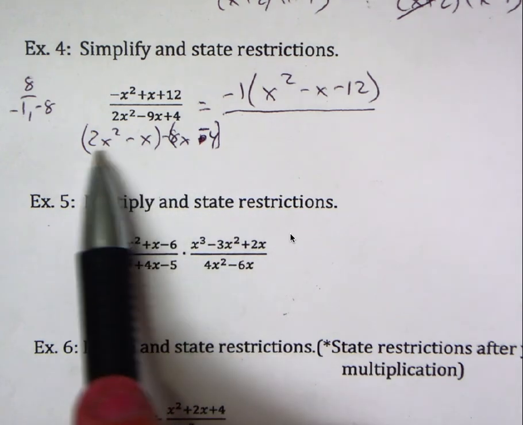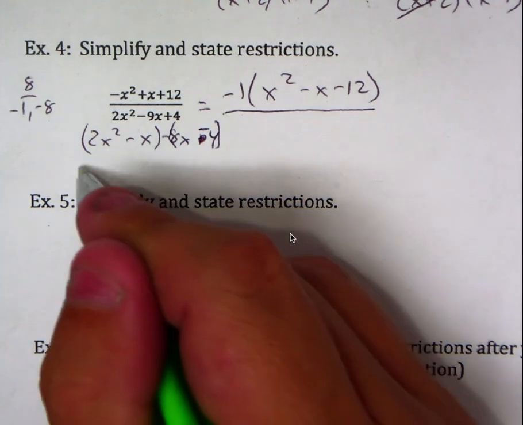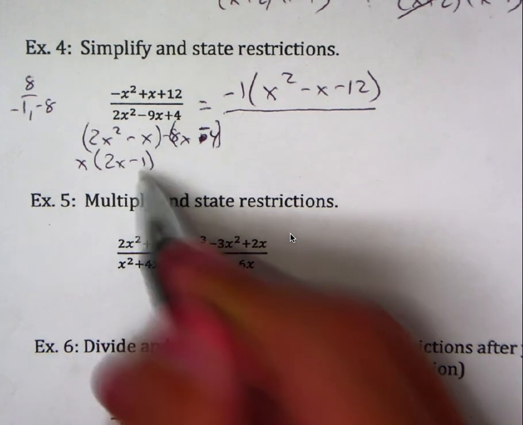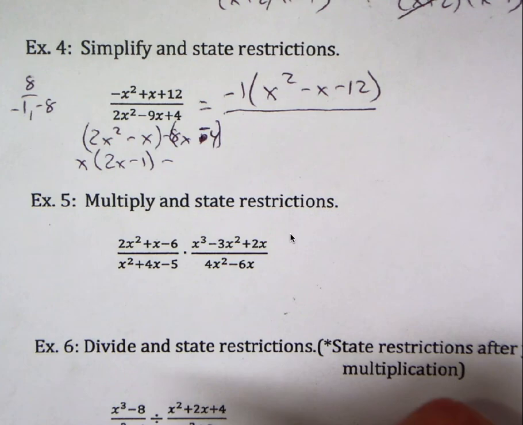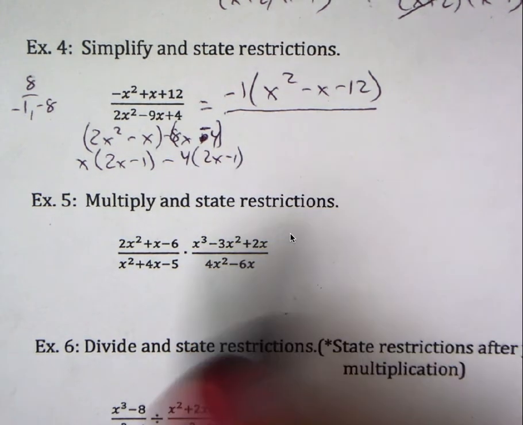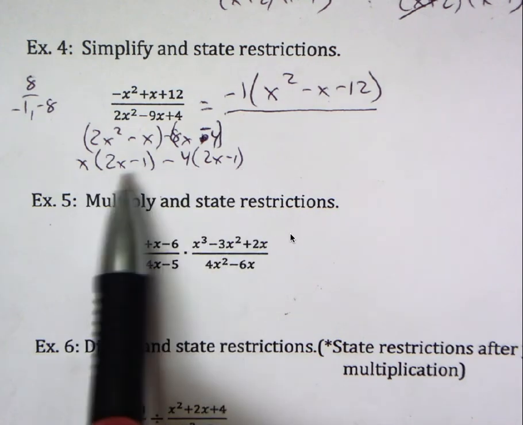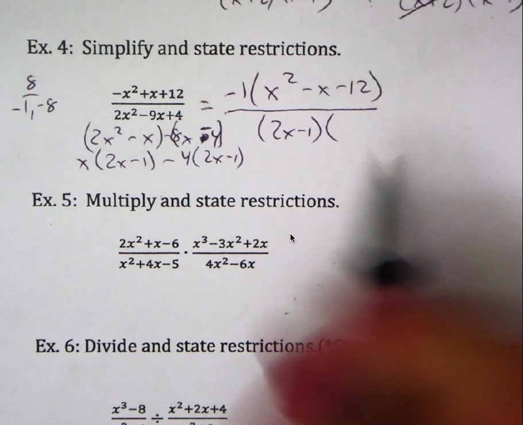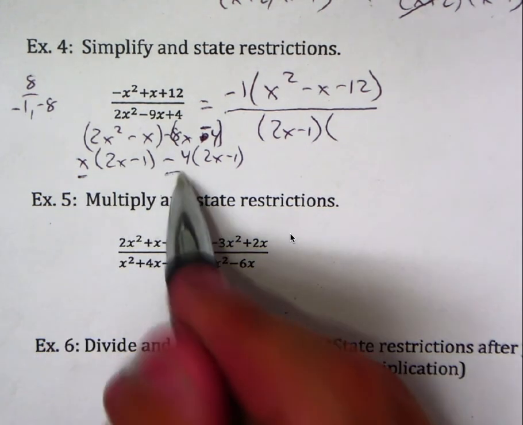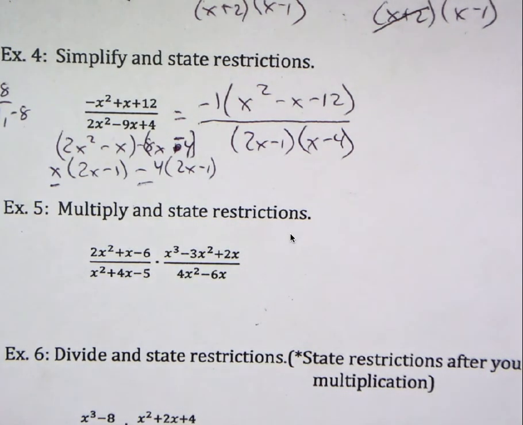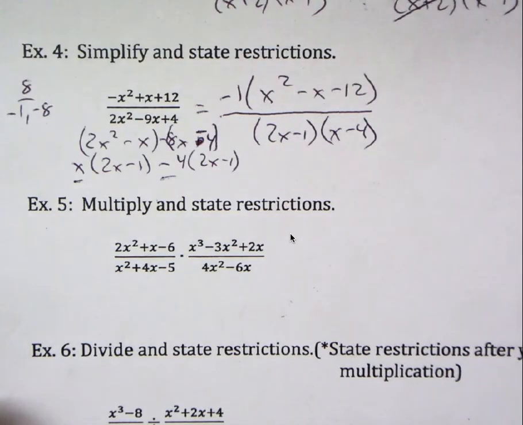So now let's take the GCF of each group. Let's take an x out. So you're left with 2x minus 1. Minus, take a 4 out, 2x minus 1. And now that they each have a 2x minus 1, that goes in one set of parentheses. And in the other set, you have an x minus 4. And there you go. So multiply a and c, split up your middle term, factor by grouping.